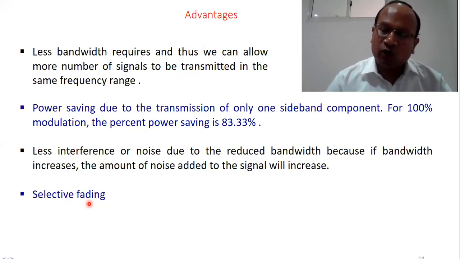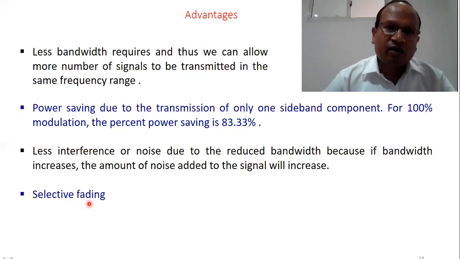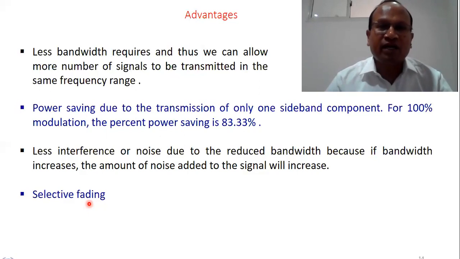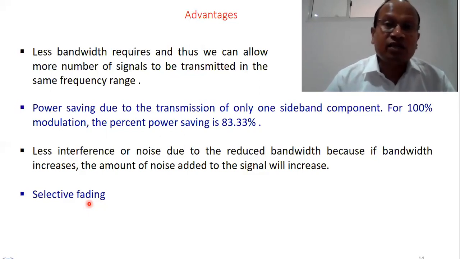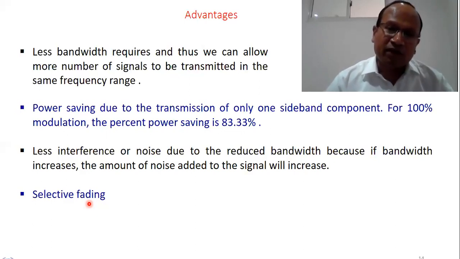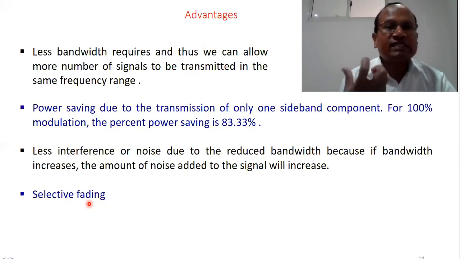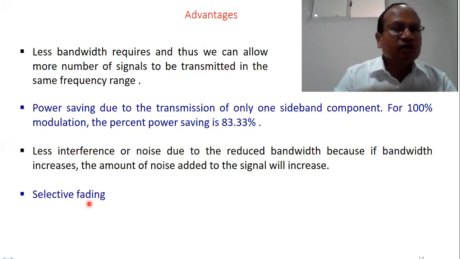Regarding selective fading, we know that we have two sidebands, one on the low frequency side and the other on the high frequency side. The low frequency side, that is the lower sideband, is more likely to be affected by noise or interference. So we can prefer sending only the upper sideband and not sending the lower sideband. This is how the amount of fading and interference, which is likely to create an adverse effect in the signal, can be reduced.